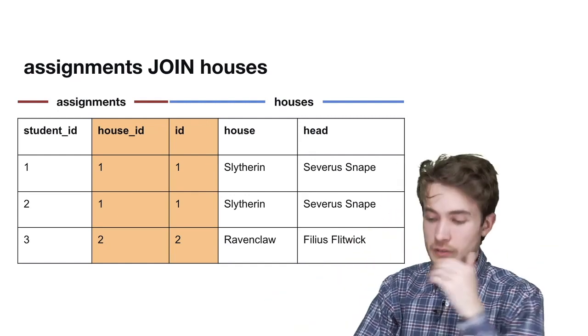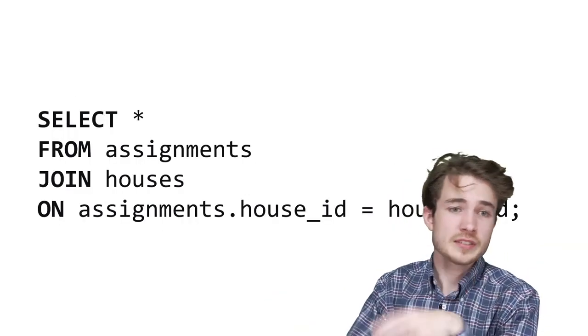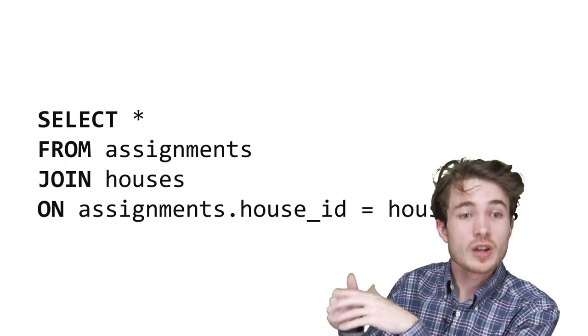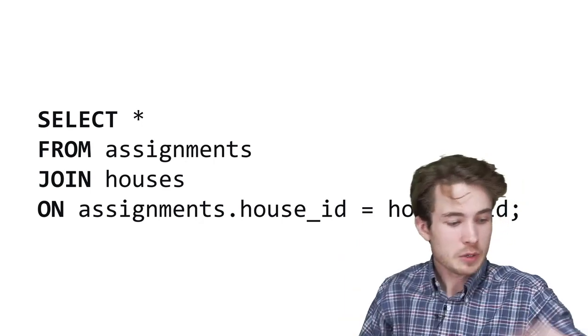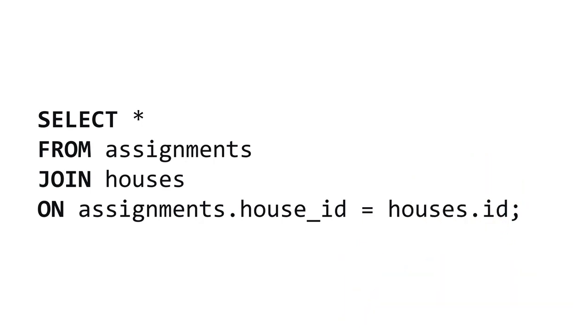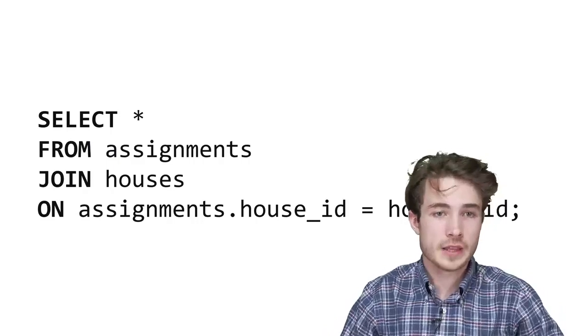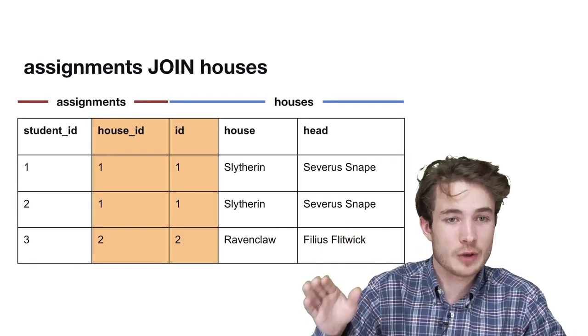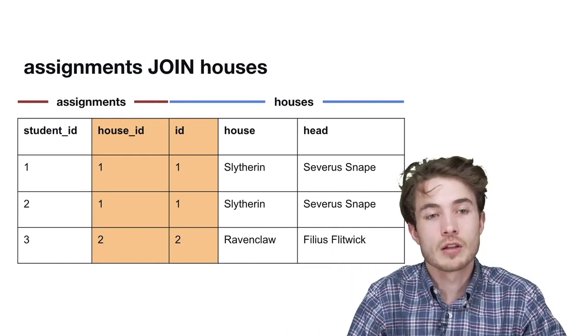And the syntax for this looks a bit like this. We could say, select everything from the assignments table, but first join on the houses table and make sure we use this column as the corresponding column, like assignments.houseID, meaning the house ID column in assignments, and houses.id, meaning the ID column in houses, making sure that these correspond to each other. So notice how, if I go back to our visual here, we have the ID column of houses corresponding to the house ID column in assignments.